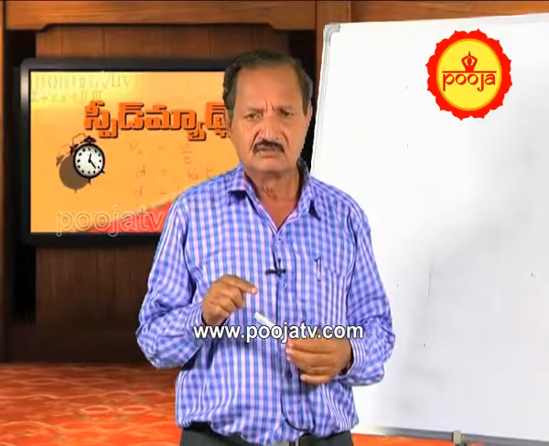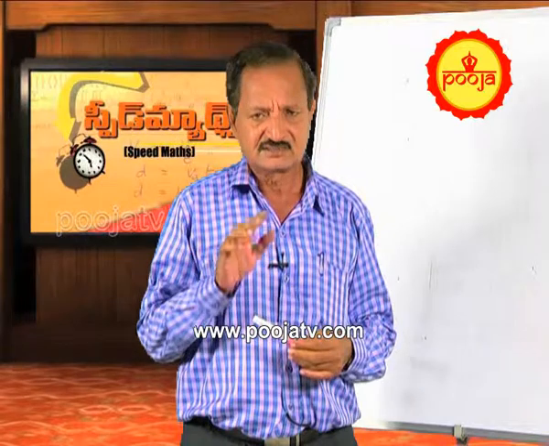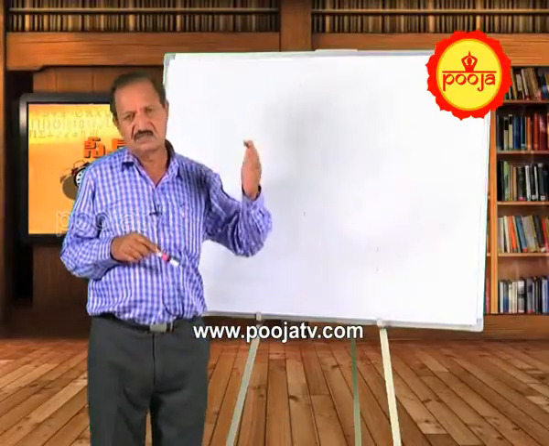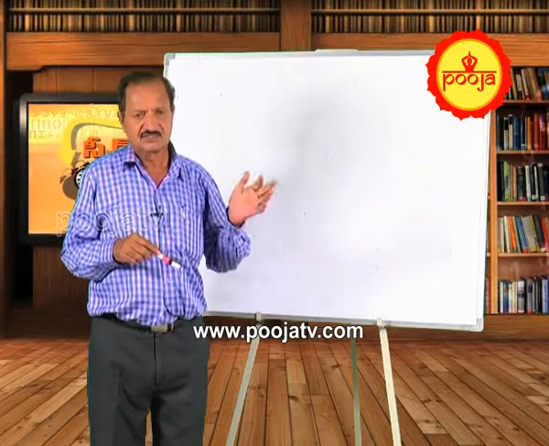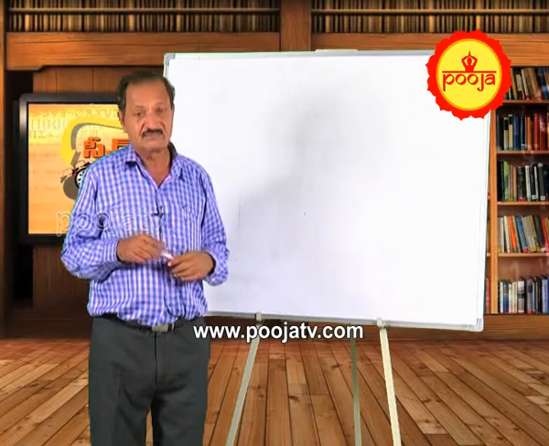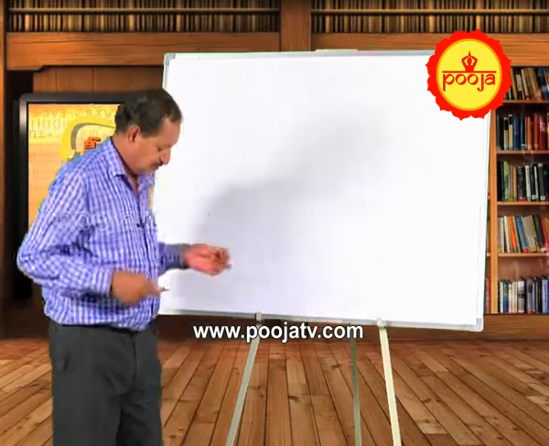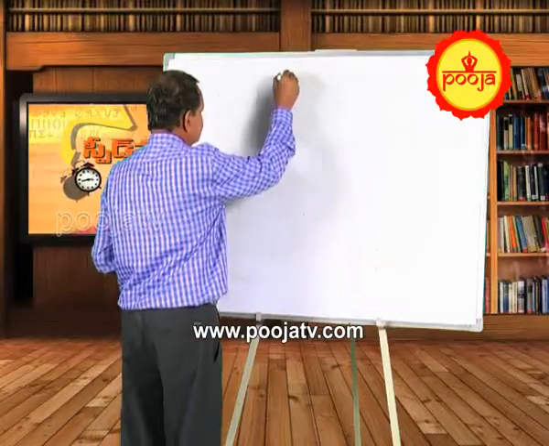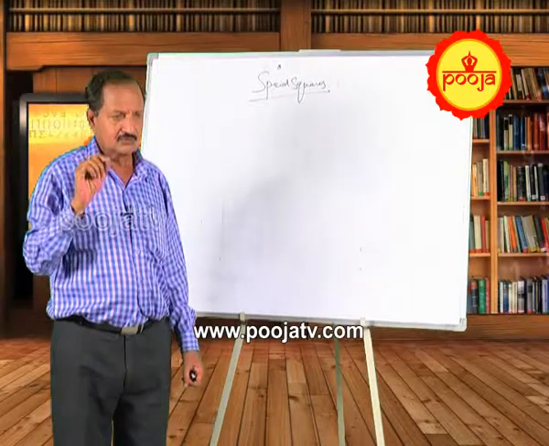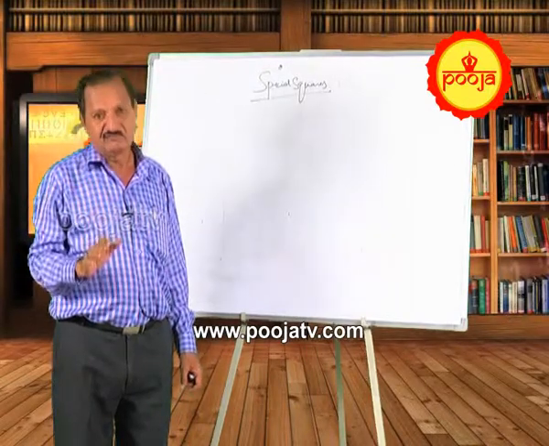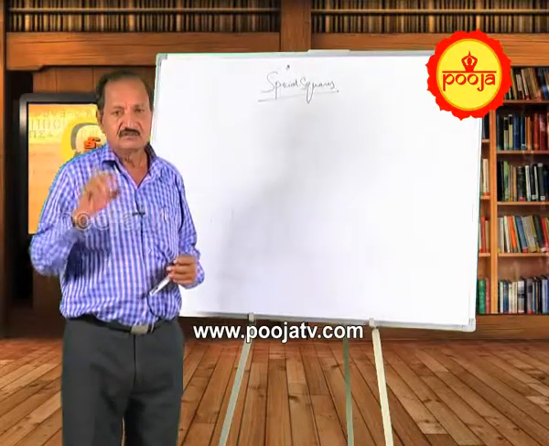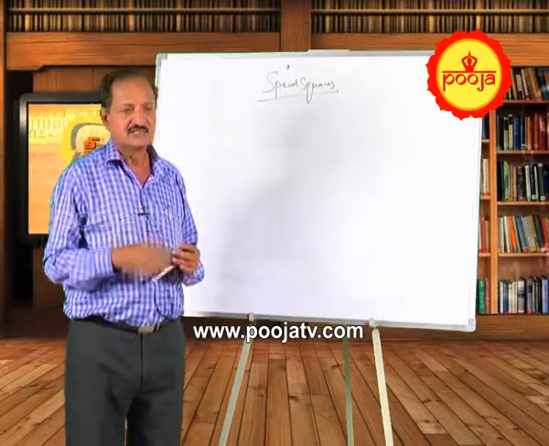In the last episode we dealt with some special squares. Now we continue with them. Already we have discussed two-digit squares thoroughly, and in the last episode we took up some special squares. Now we will continue with those special squares. In the last episode I told you how to square a number ending with 5. Now I will tell you how to find the square of a number that starts with 5 in a few seconds.